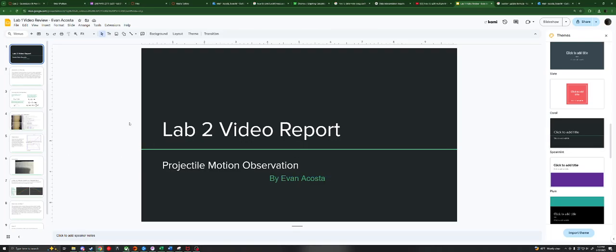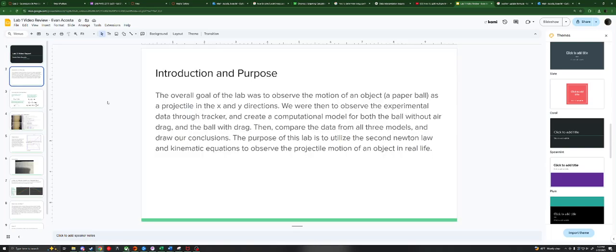This is my Lab 2 video report on the observation of an object in projectile motion. So first, we're going to go through a quick introduction and purpose. The overall goal of this lab was to observe the motion of an object as a projectile. In this scenario, I used a paper ball.